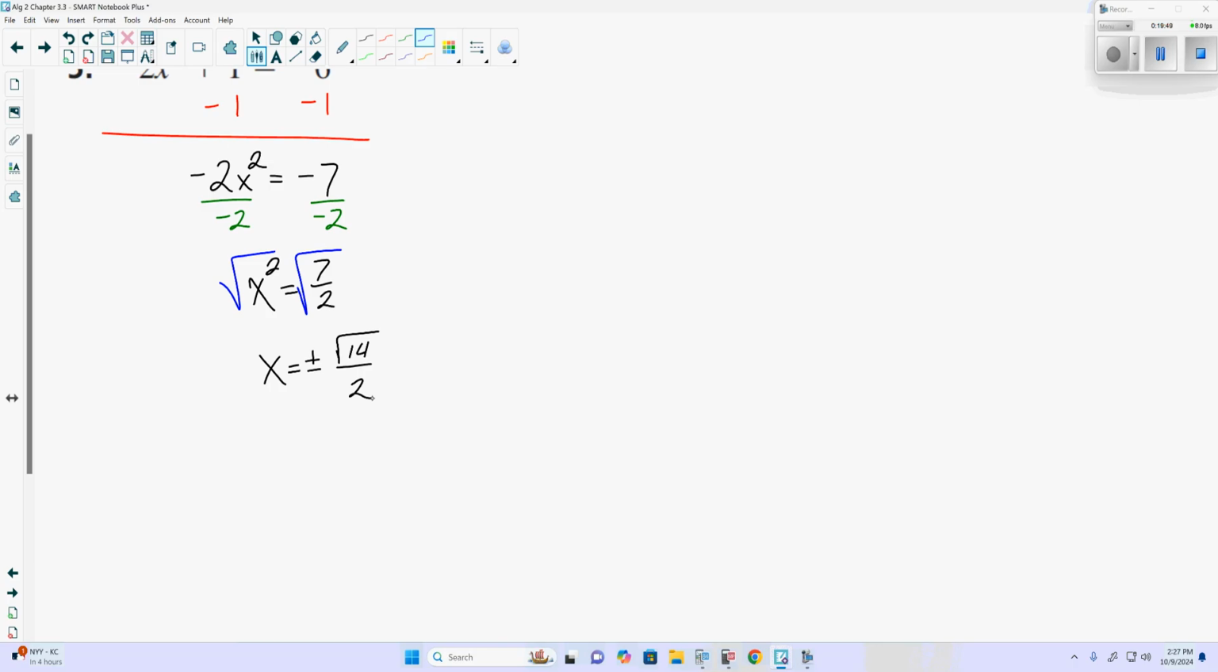Yes. And that's mainly with even roots. So square root, fourth root, sixth root. If it's an odd root, a cubed root, we don't have that. It only works with even roots. And since x is by itself, that's it. That's our final answer. Questions on this here? We're ready for the next one.